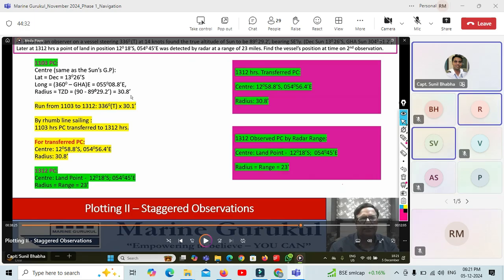Excuse me, sir. Go ahead, beta. For this transferred PC, the center is calculated by this day's work type, sir. Yeah, that's correct, beta. Plain sailing, day's work. Okay, sir.